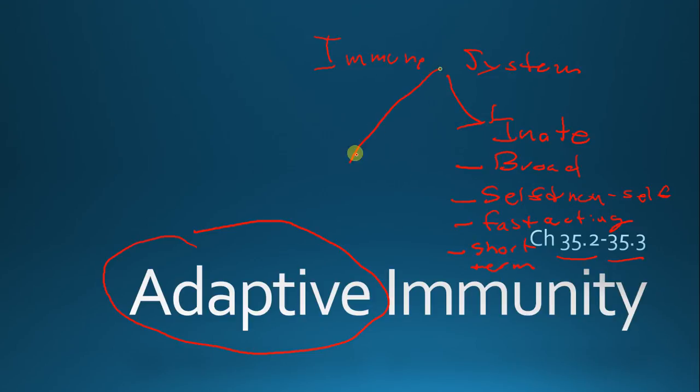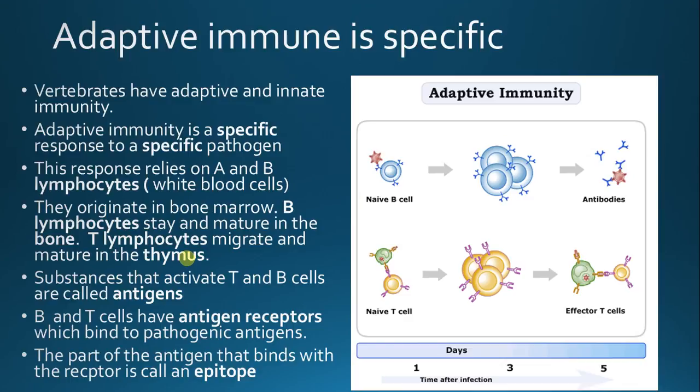We're talking about the other branch, the adaptive immune system, that only vertebrates have. So only animals like us have an adaptive immune system. One important difference is the adaptive immune system is specific.